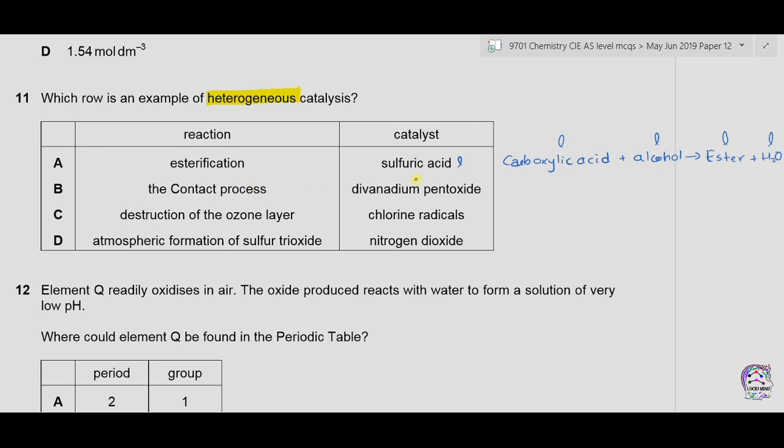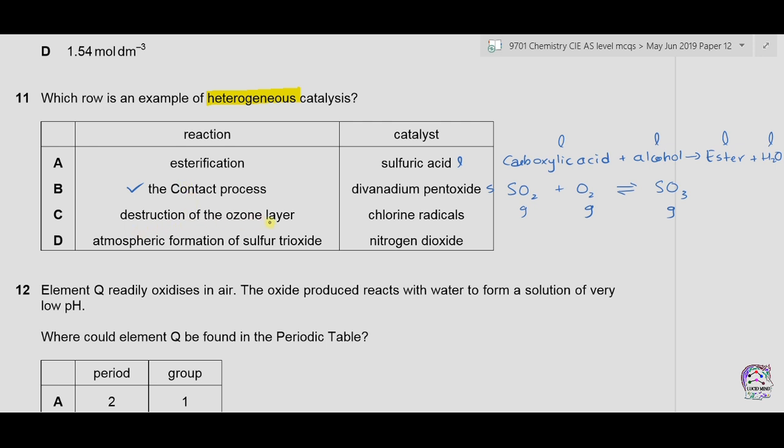B is the contact process. In the contact process, sulfur dioxide reacts with oxygen to form sulfur trioxide. All these three are gases. Sulfur dioxide is gas, oxygen is gas, sulfur trioxide is gas, while divanadium pentoxide is solid. So therefore this is an example of heterogeneous catalysis. So this could be the possible option.